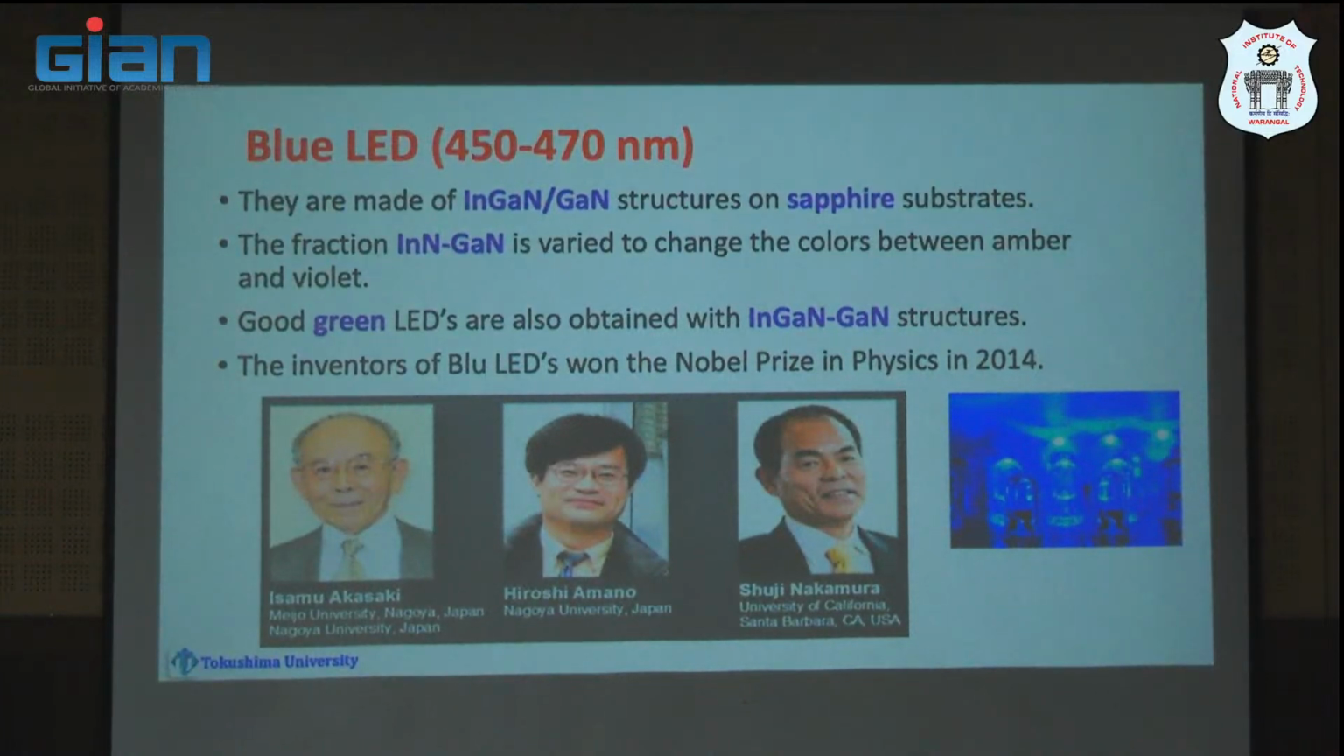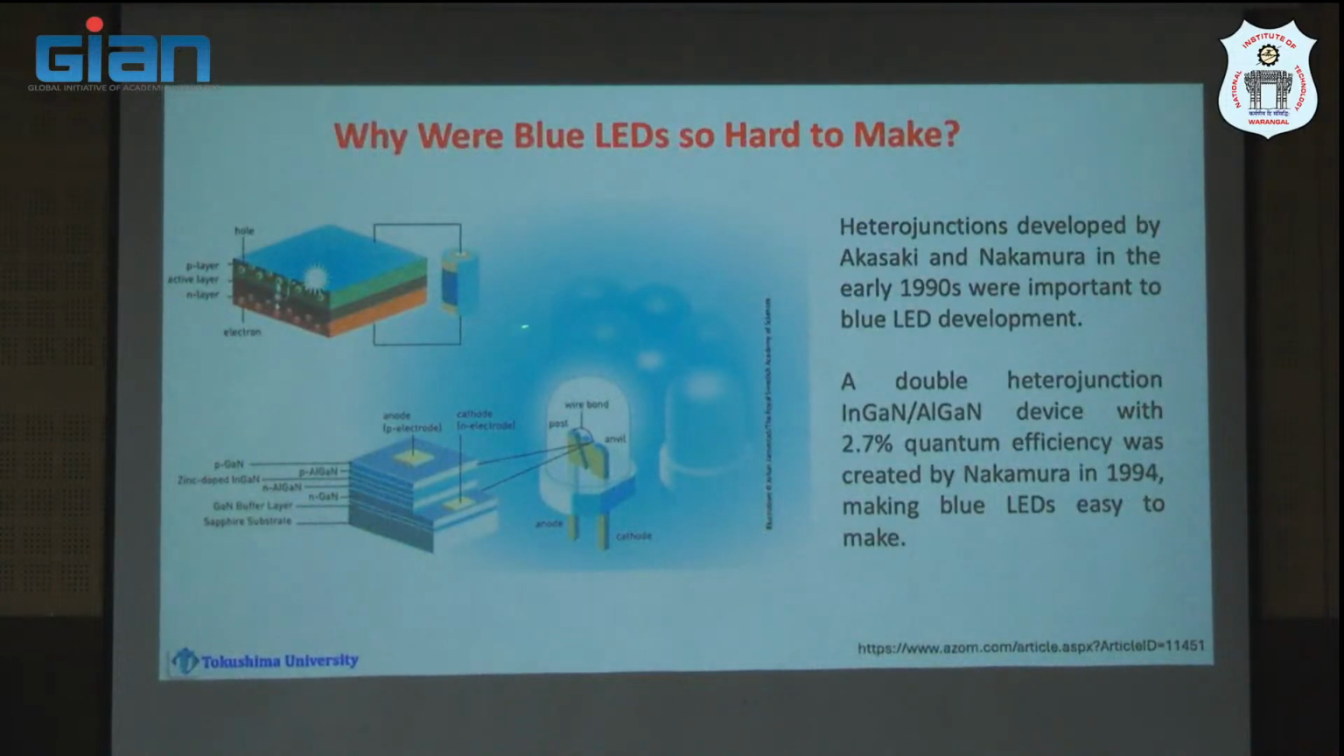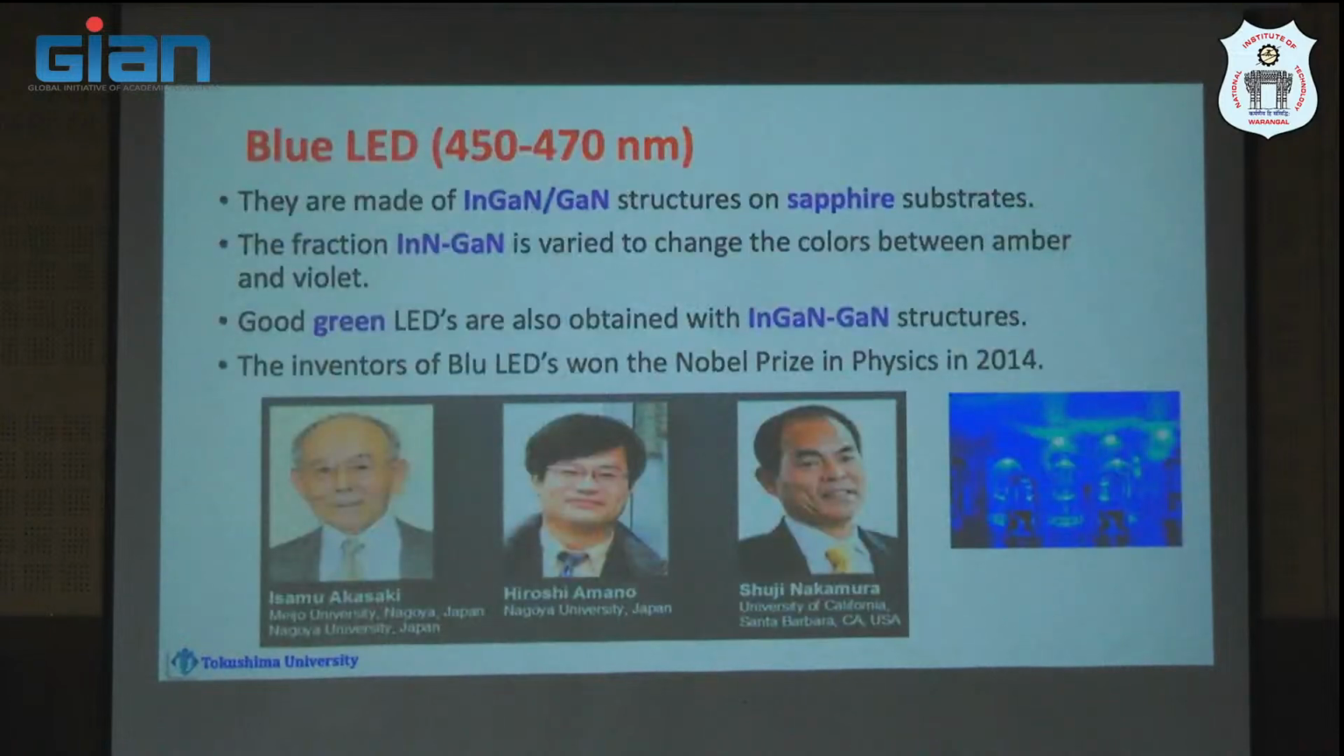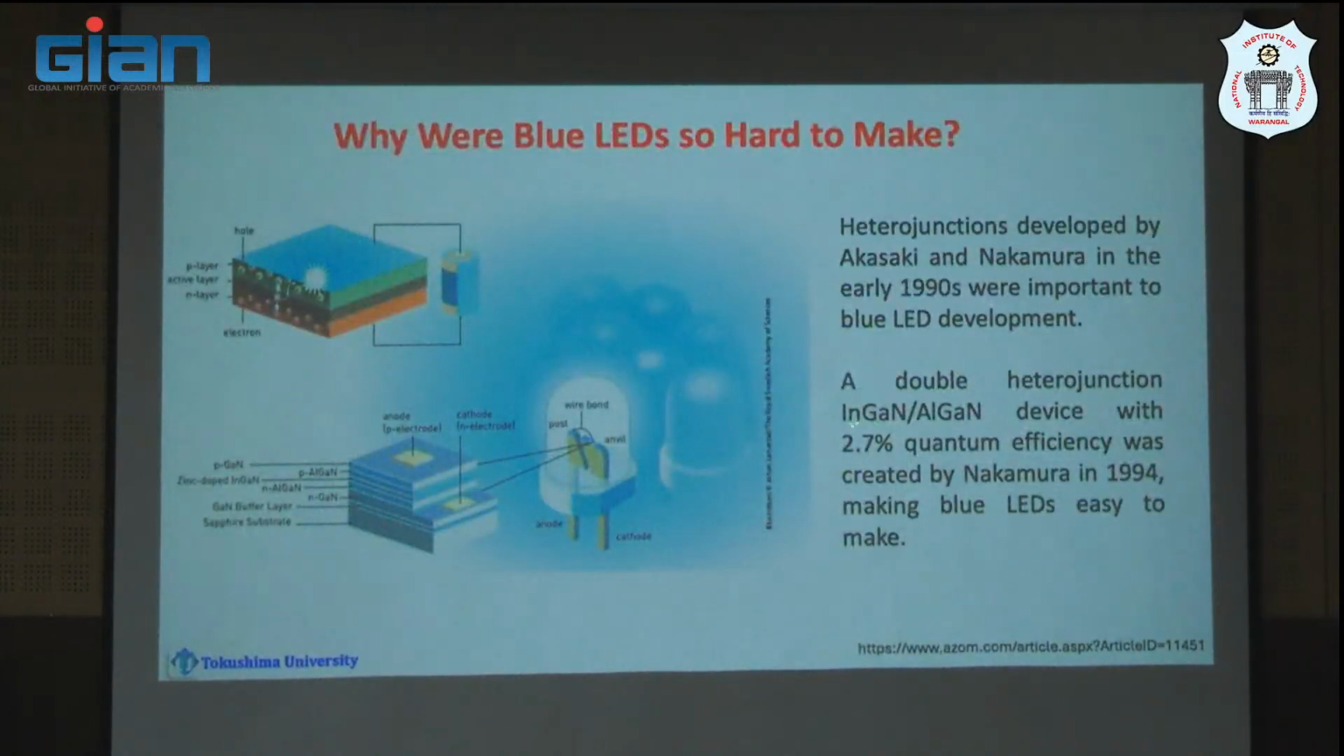Similarly, what he basically did, instead of using one type of layer, he used a heterostructure of indium gallium nitride and aluminum gallium nitride. That makes a lot of difference. Earlier there was only one indium gallium nitride or gallium nitride, but he added indium gallium nitride and aluminum gallium nitride and made that junction, which improved the quantum efficiency.